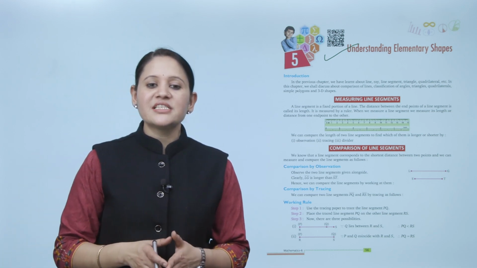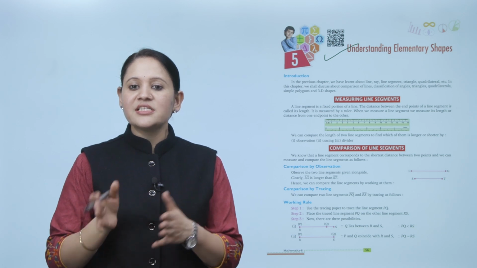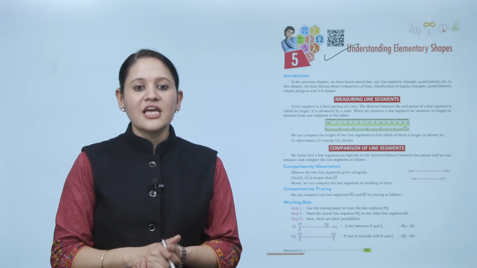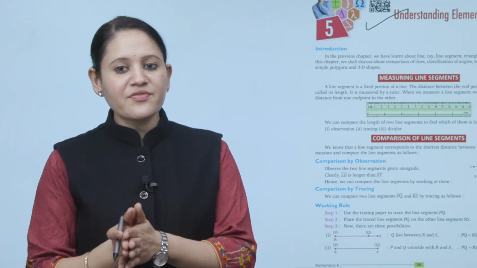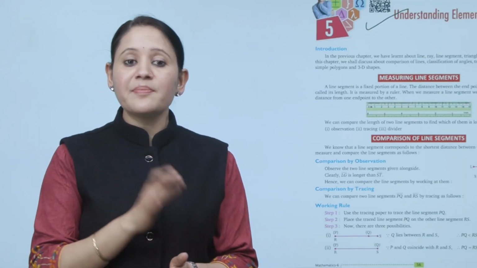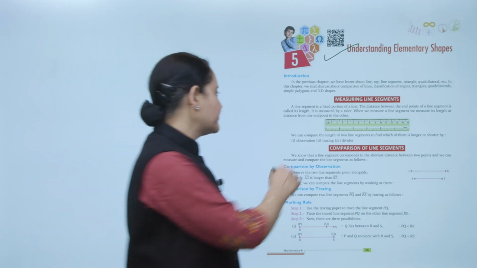Introduction. In the previous chapter, we have learned about the line, ray, line segment, triangle, quadrilateral, etc. In this chapter, we shall discuss the comparison of lines, classification of angles, triangles, quadrilaterals, simple polygons and 3D shapes. Next is measuring line segment.